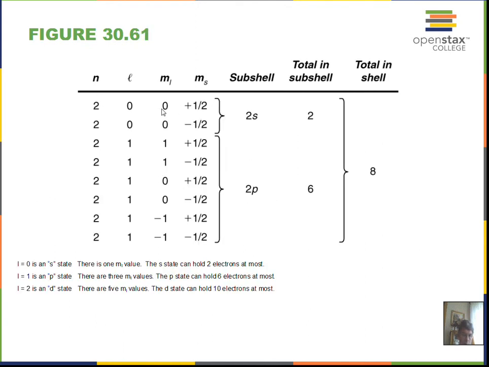So do you think this chart is correct? Are these, in one atom, all legal values of the set of n, L, m sub L, and m sub s?